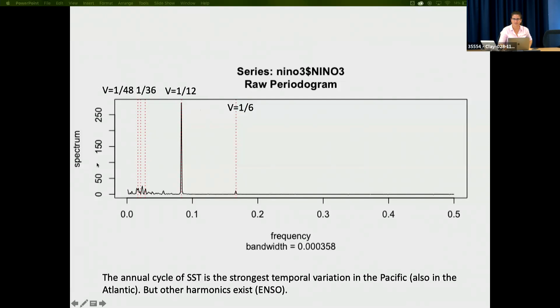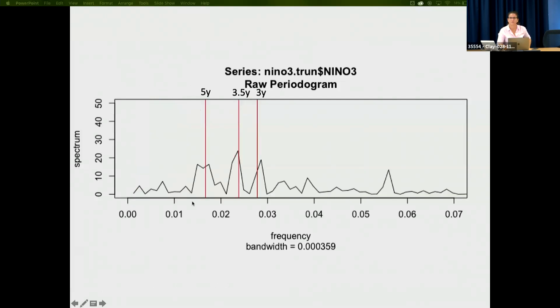If I just zoom into this section here, what I can see is that there's a peak that's happening every 3 years, 3.5 years, 5 years. What we're seeing here is the ENSO cycle. Okay, so we have a cycle of El Nino repeating at this frequency, okay, which ranges between 3 and 5 years.